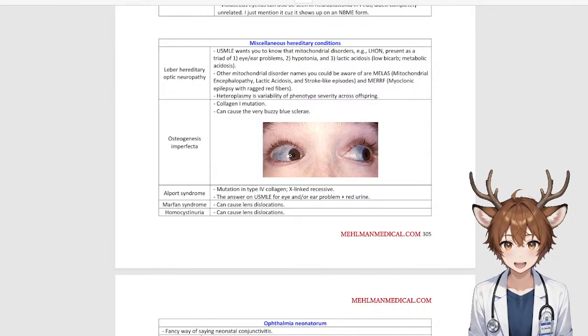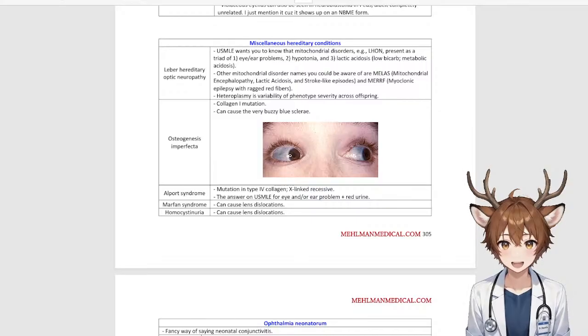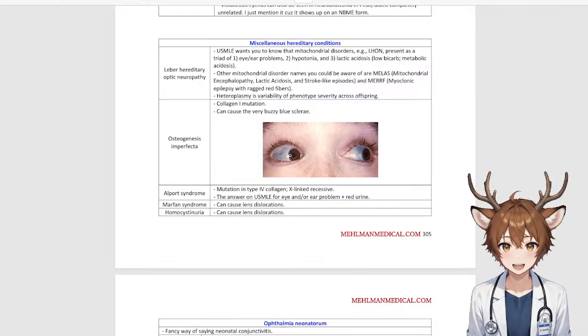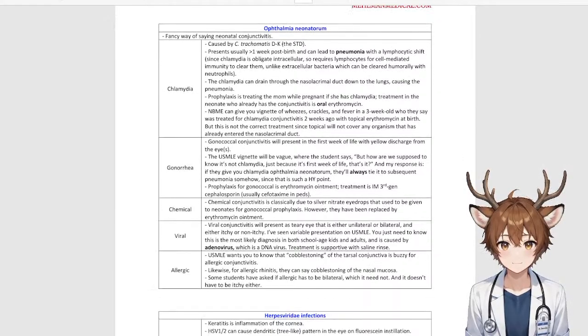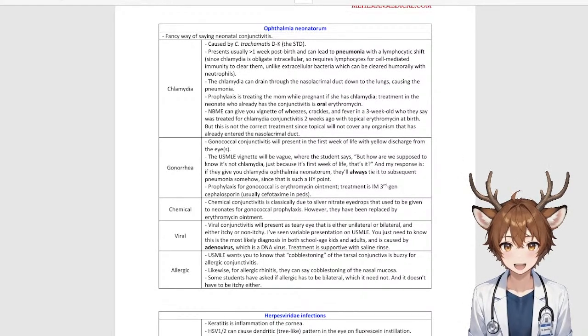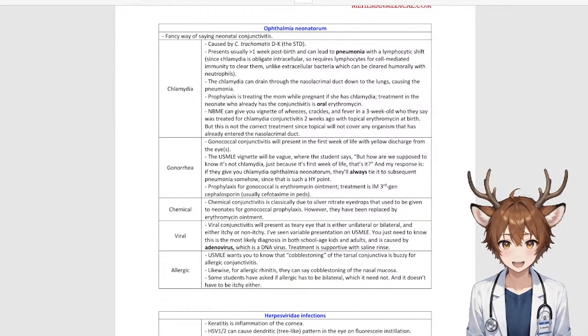What about Marfan syndrome? Can cause lens dislocations. What about homocystinuria? Can cause lens dislocations as well. What about ophthalmia neonatorum? Fancy way of saying neonatal conjunctivitis.